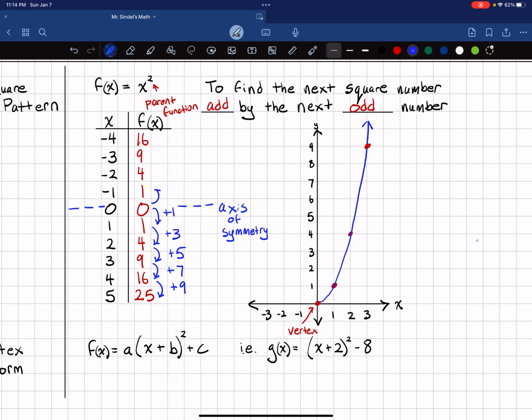To get from 0 to 1, I'm doing +1. To get from 1 to 4, I'm doing +3. From 4 to 9, +5. And from 9 to 16, I'm doing +7. I don't want to keep doing the math all over again since I've already done it. So what I'm going to do is use geometry to just find some new points.